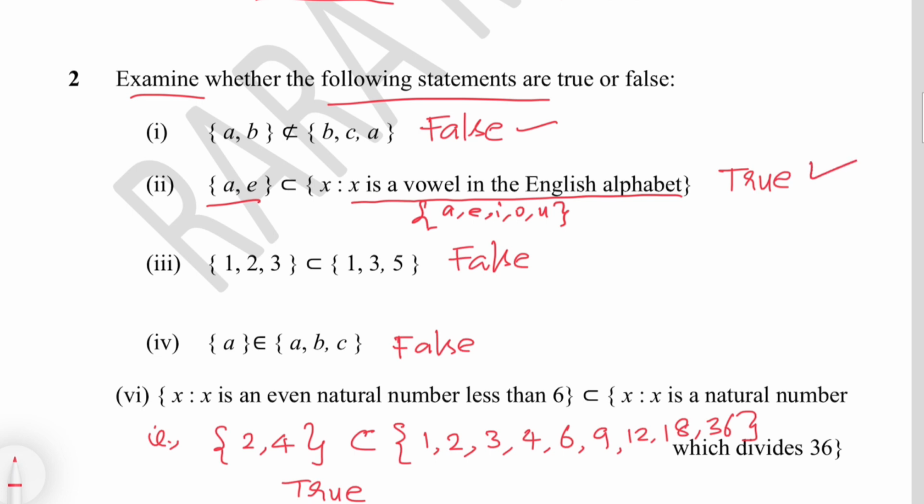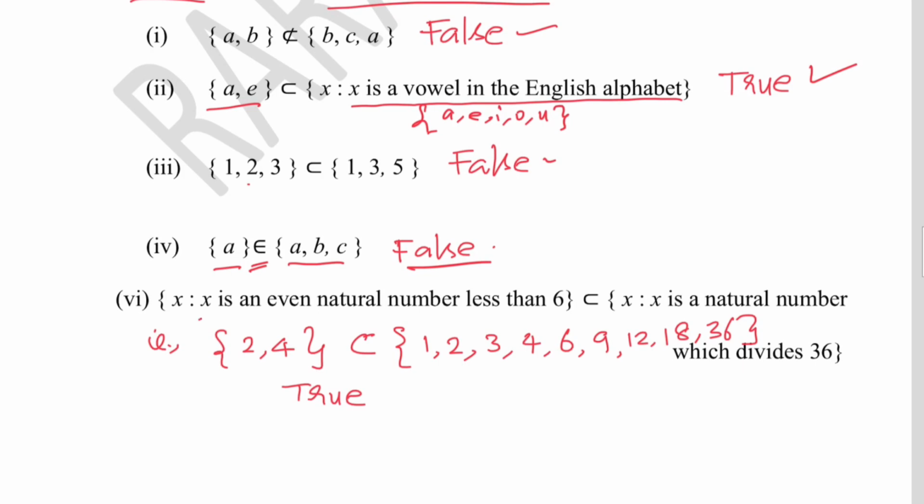And {1, 2, 3} is a subset of {1, 3, 5}. It's false because 2 does not belong to the second set. So that's false. And fourth question, the singleton set {A} belongs to {A, B, C}. So it's false because the element A belongs to the set but not the set belongs to the set. So look at the notation here, it is given as belongs to. Belongs to means always you take an element belongs to a set, not a set belongs to another set. For that you have to use the symbol subset. So it's false.